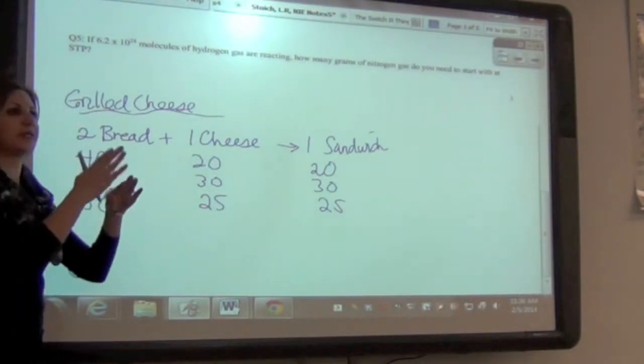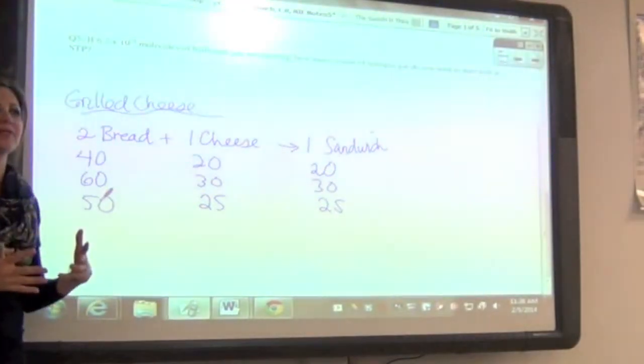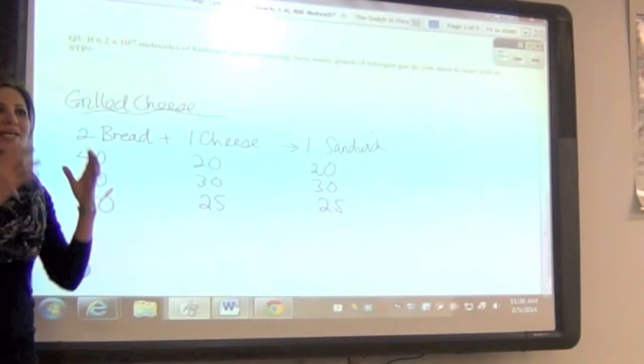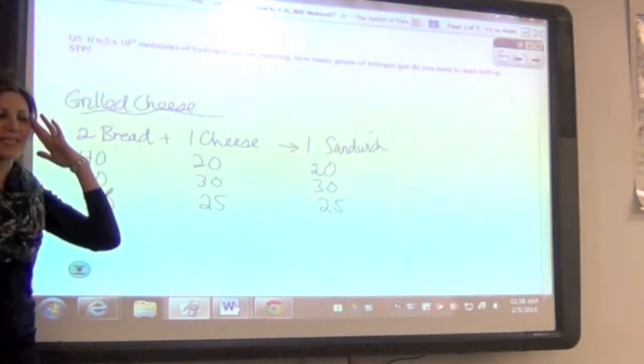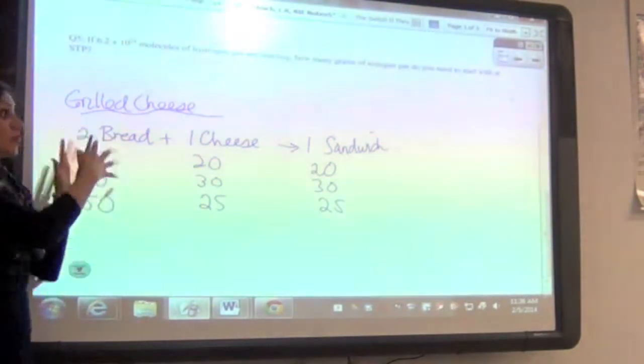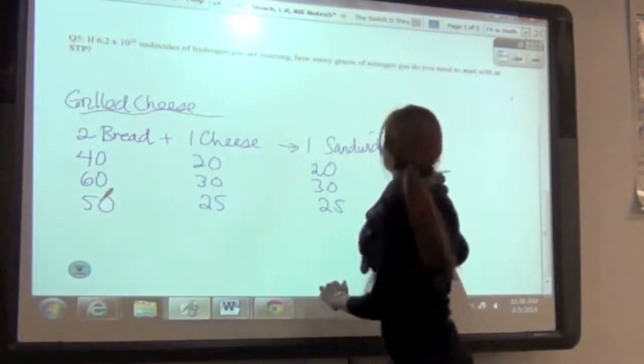What we're going to do is turn it into a math problem, because when it comes to chemicals, it's not so straightforward. You can't see these chemicals the way that you see the bread and the cheese. So here's what it's going to end up looking like.